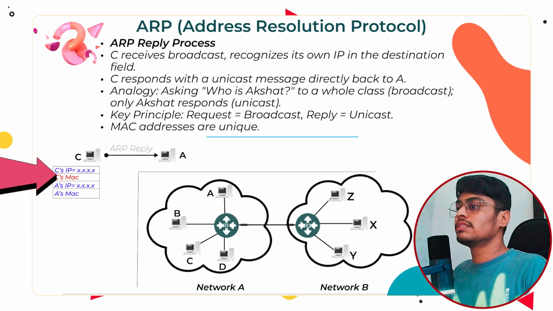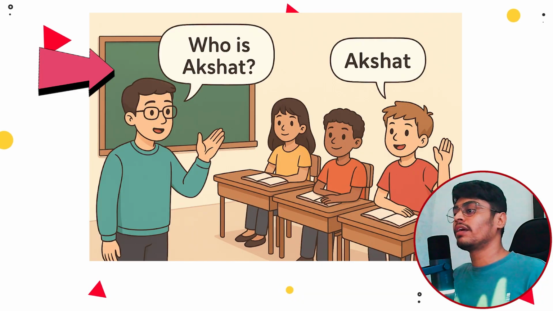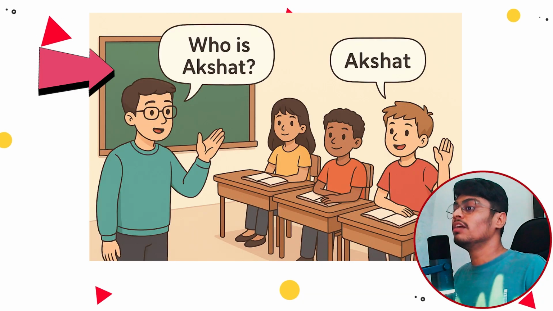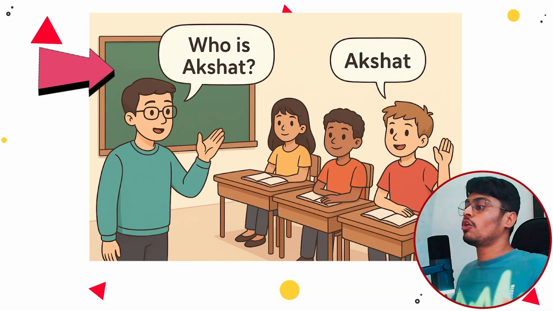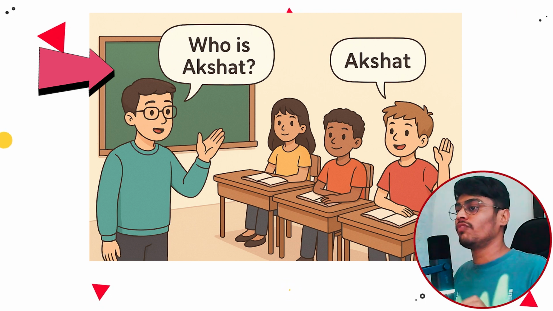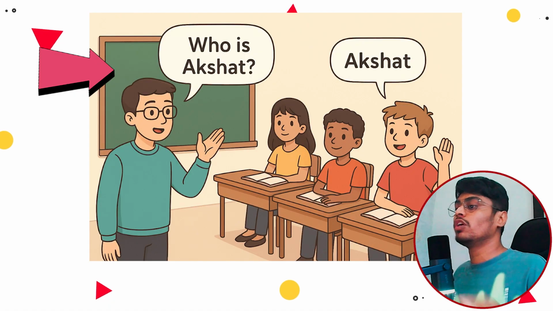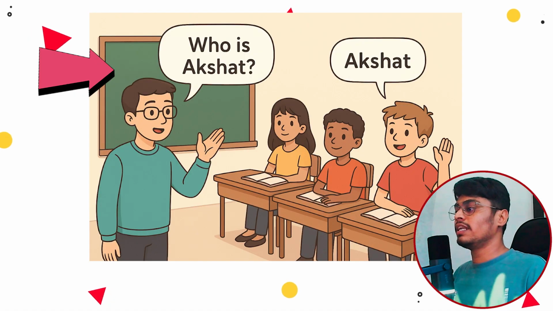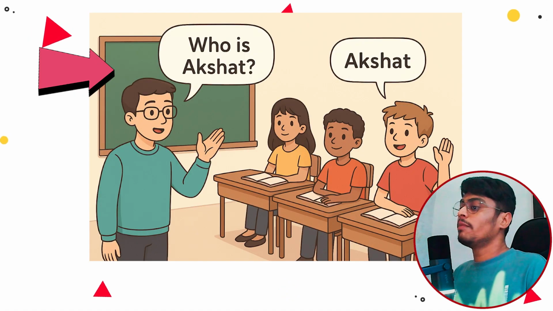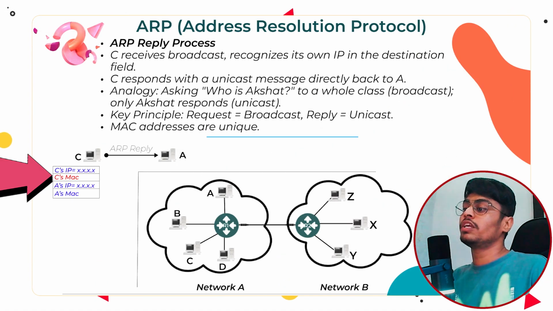Then when it replies, the reply is always unicast. It is just like you are going in a class and asking who is Akshat here. So you ask to all, means your message is given to all the 100 students sitting in the class, but only Akshat will stand up. What is meant by this? This request was broadcasted, but reply was unicast. Just for example, assuming there is only one Akshat in the class, because MAC address is unique. Okay, it's always unique. So now C will respond in a unicast way.